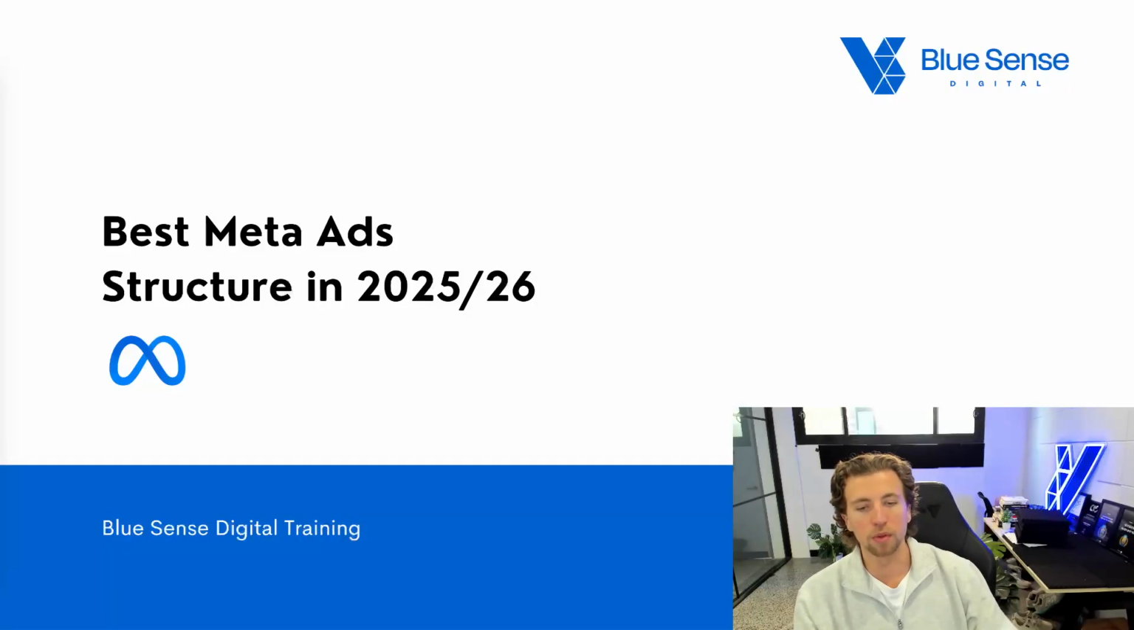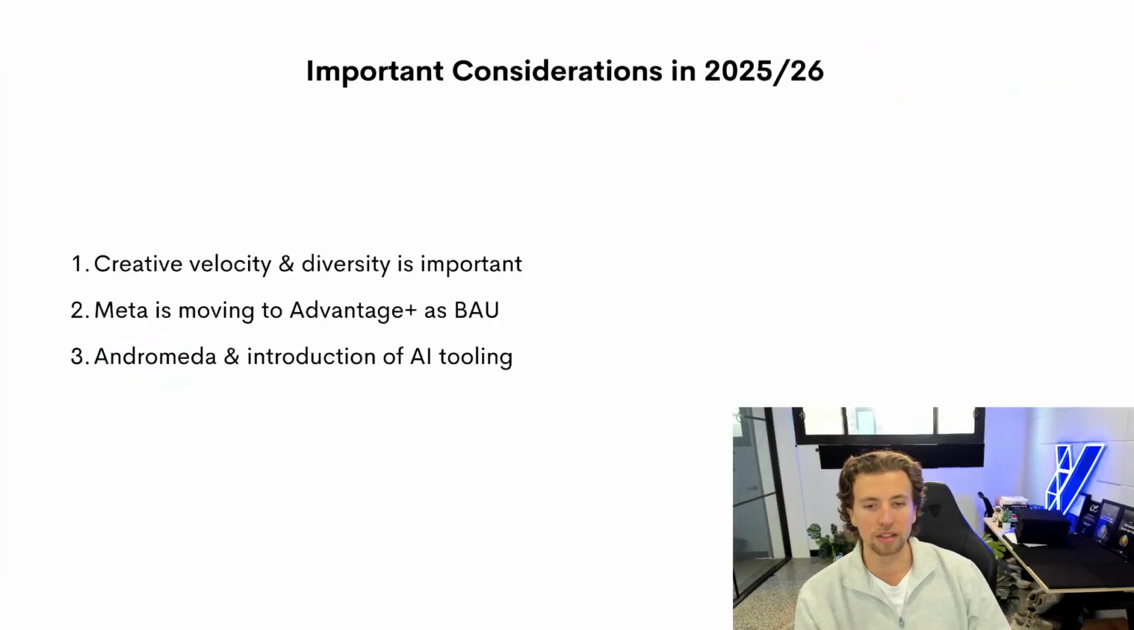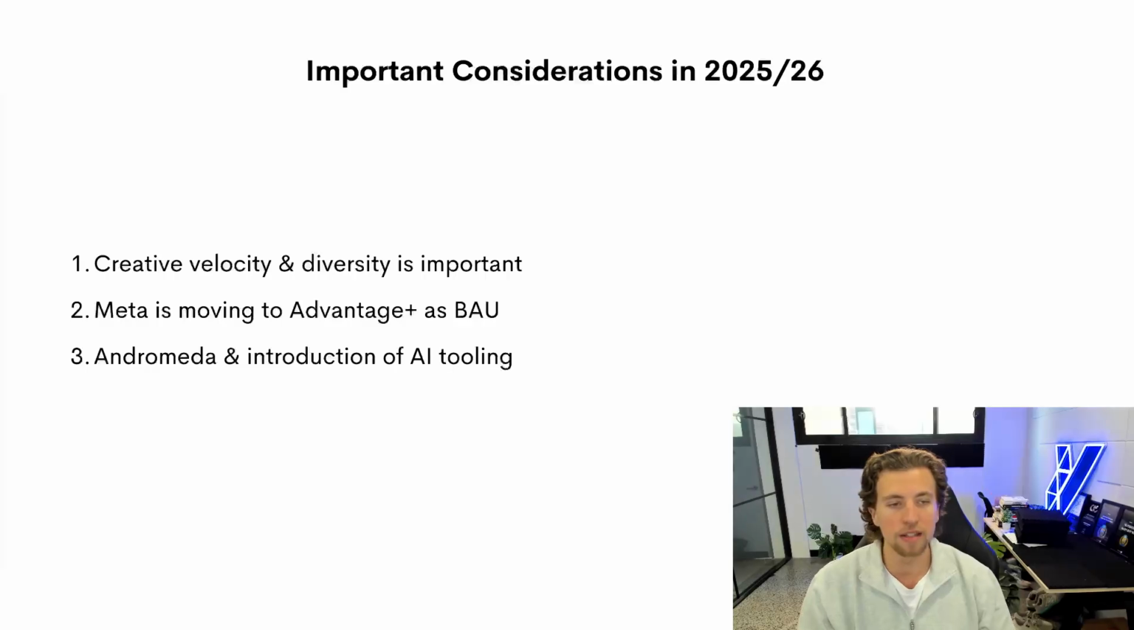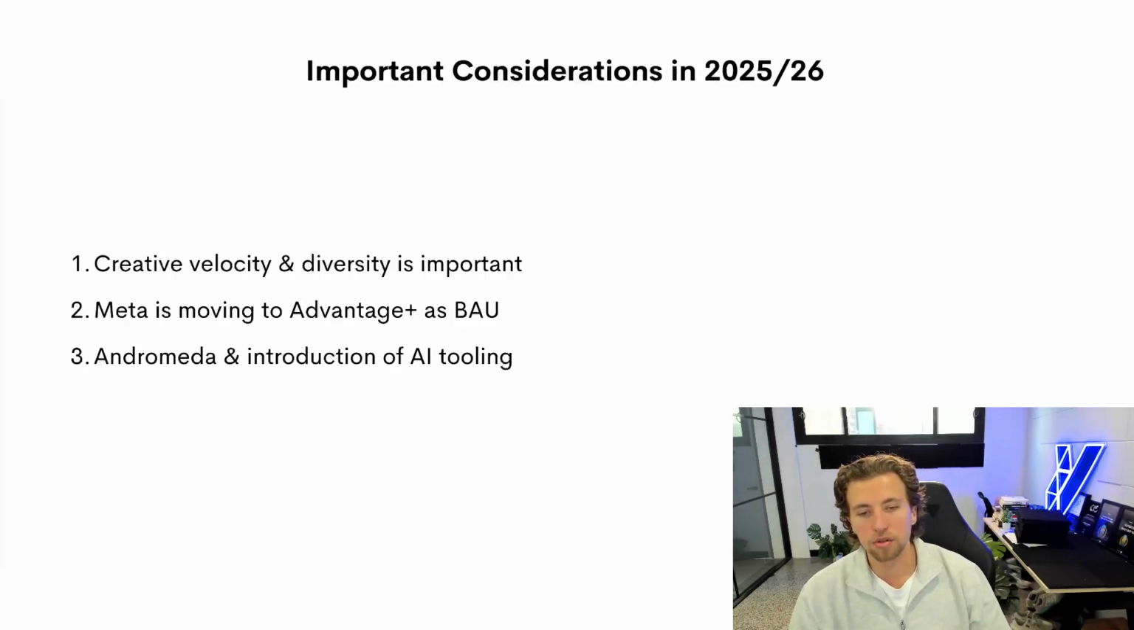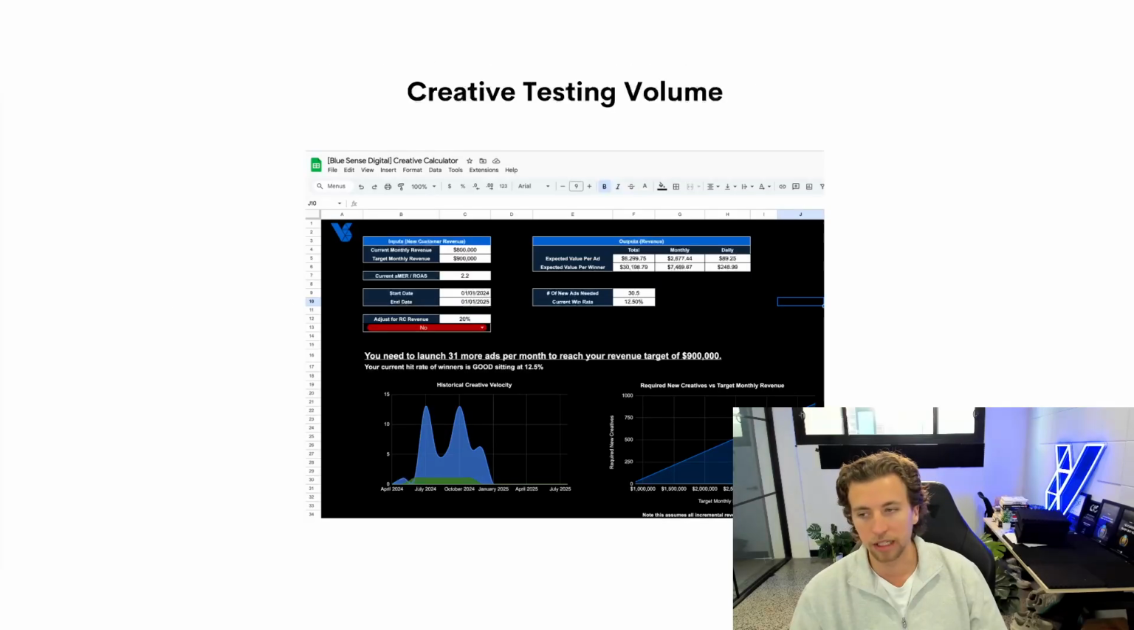In this video, we'll be going through the 3 best Meta ad structures in 2025 and 2026 for e-commerce brands. There's 3 really important considerations to have right now. Number 1, creative velocity and diversity has never been more important. Number 2, Meta is moving to Advantage Plus only as business as usual campaigns. And number 3, Andromeda and the introduction of heavy AI tooling within the platform has changed the overall approach to how you should be structuring and setting up the account.